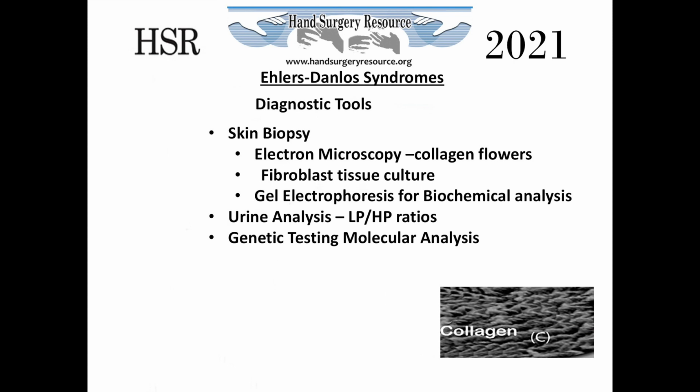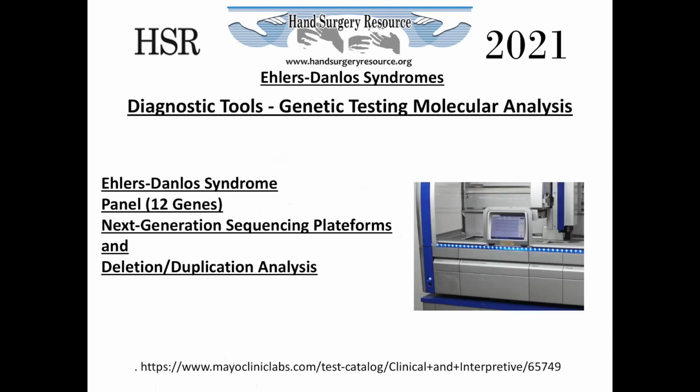Finally, modern genetic testing can identify mutant genes that are associated with the various forms of EDS. This molecular testing can be done on specimens from tissue cultures or from whole blood. Here we see a next-generation genetic sequencing platform, which can be used to identify a panel of 12 genes associated with the various forms of Ehlers-Danlos syndrome.